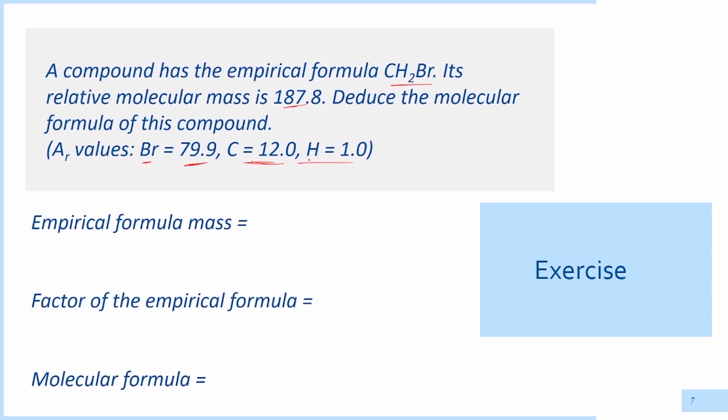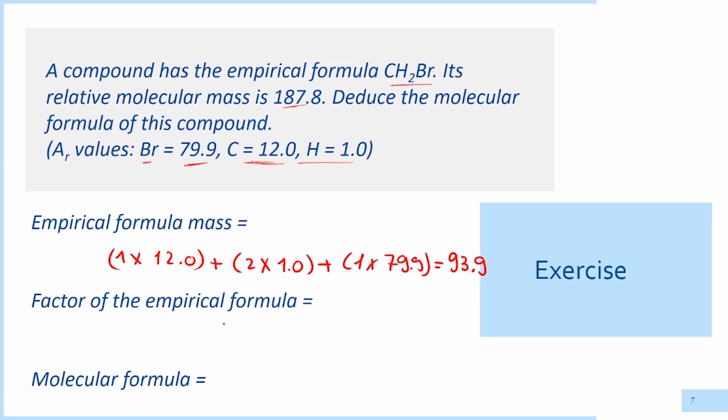In this example, we know the relative molecular mass and the empirical formula, and we need to deduce the molecular formula. We will use the empirical formula to obtain the empirical formula mass of CH2Br. 1 carbon with a relative atomic mass equal to 12, plus 2 hydrogens with a relative atomic mass equal to 1, plus 1 bromine atom with a relative atomic mass equal to 79.9. The total is equal to 93.9.